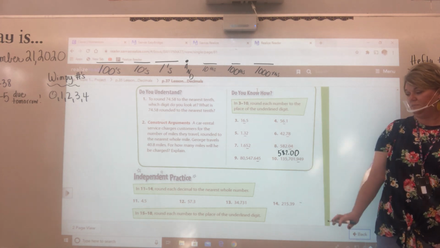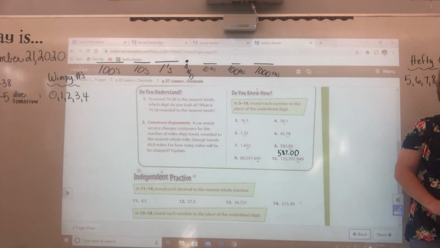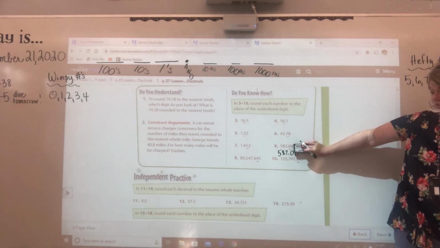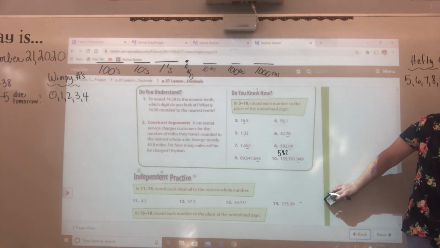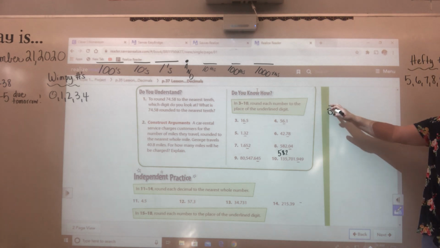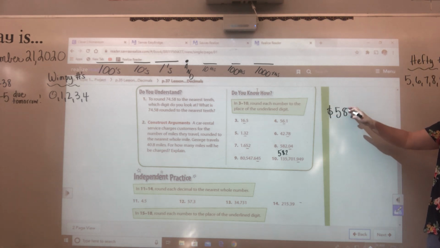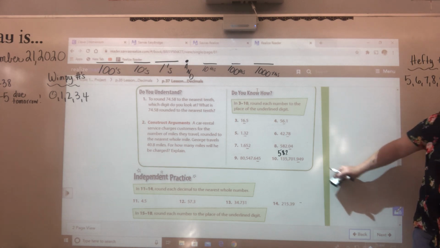It becomes a 0. But honestly, if you don't want that .00 at the end, if you'd rather it just look like this, that works too. 582 is the same as 582.00. Think about it like money. What's this amount of money? Say it loud. 582. What's this in money? 582. See how it's the exact same thing? So you don't really have to have that. But if you want it, you can.